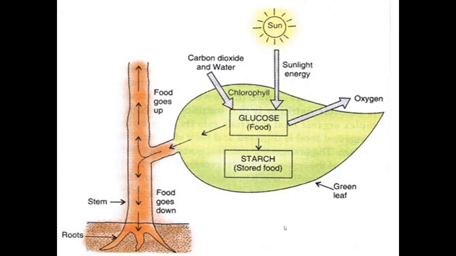The carbon dioxide gas required for making food is taken by the plant leaves from the surroundings through tiny pores called stomata. Water required for making food is taken from the soil, which is transported to the leaves through the roots and the stem. The sunlight provides energy required to carry out the chemical reactions involved in the preparation of food. The green pigment called chlorophyll absorbs solar energy.